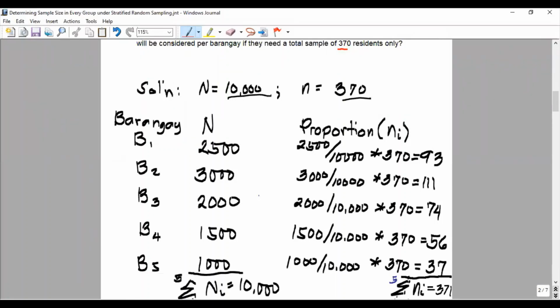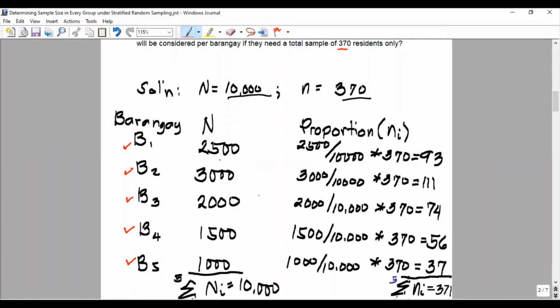Town A. We have B1, we have B2, we have B3, we have B4, and we have B5. So Barangay 1, Barangay 2, Barangay 3, Barangay 4, and Barangay 5. And our second column shows the population per barangay.